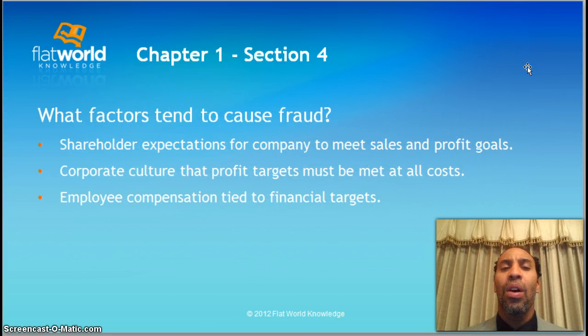So what factors tend to cause fraud? So shareholder expectations for a company to meet sales and profit goals, right? So we have to meet these sales goals, have to meet these profit goals, right? So just like in any other organization where you have salespeople, they have to meet a certain goal. So maybe the ethical standards that they abide by kind of fall by the wayside. The corporate culture that profit targets must be met at all costs, right? We need to hit this profit. Whatever you have to do to get there is what we need to do. Employee compensation is tied to financial targets. So if your paycheck is tied to those financial targets, then you're going to say, okay, well, if it's either me or them, then it's going to be me, and I'm going to do what I need to do in order to make these sales.